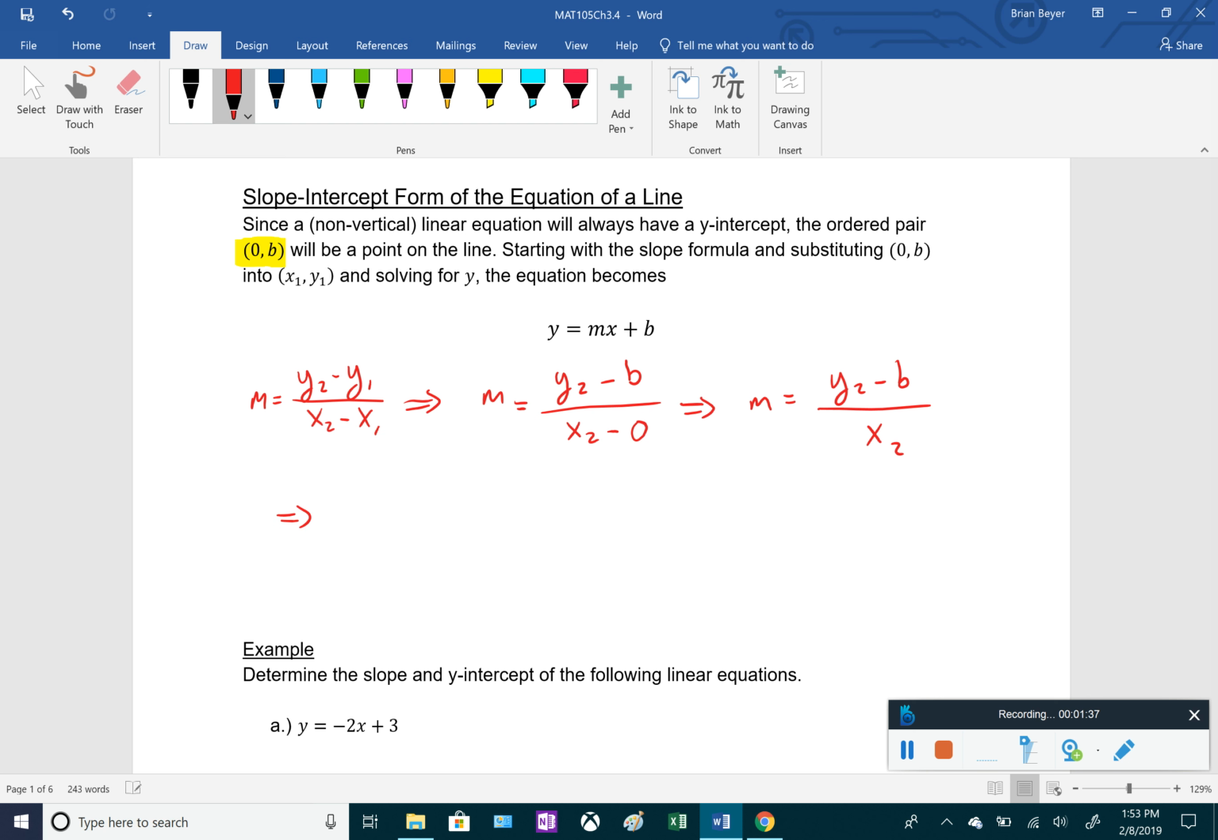and then we could cross multiply x2 on both sides, we would get m x2 equals y2 minus b, and then we would add b to both sides, and I'm just going to write the y2 on the left, we would get m x2 plus b. So instead of having to write that little subscript 2, we just write it as y equals mx plus b. So x and y is any coordinate, any xy coordinate on the line, m is the slope, and b is the y-intercept. Okay, so I'll just label that. b is the y-intercept, and m is the slope. So that is the slope-intercept form for the equation of a line.